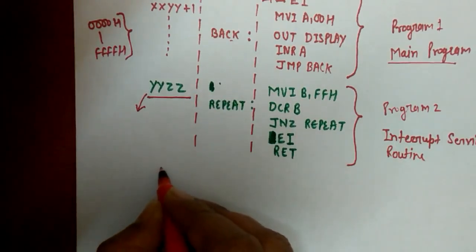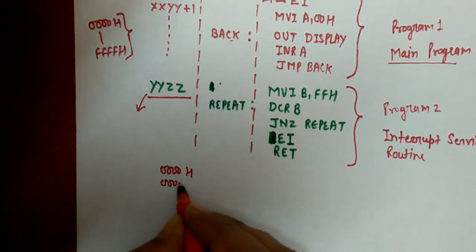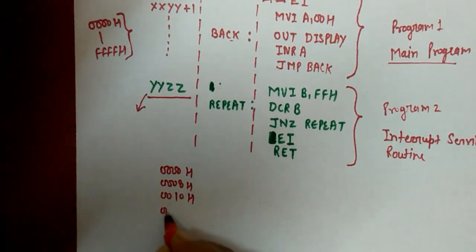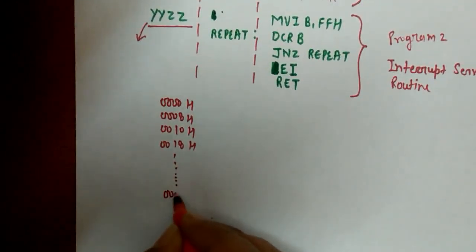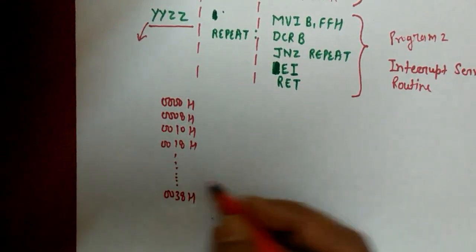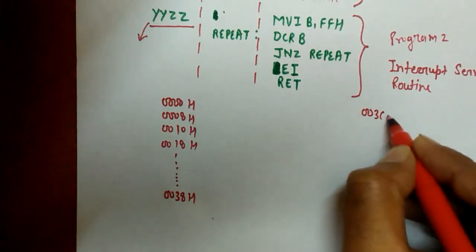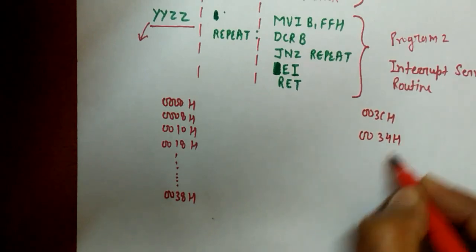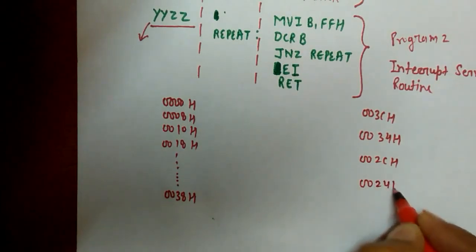Those are 0000H, 0008H, 0010H, 0018H, and similarly so on, it will go to 0038H. And the other addresses that we have are 003CH, 0034H, 002CH, and 0024H.